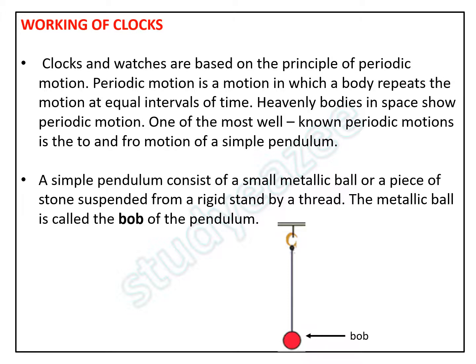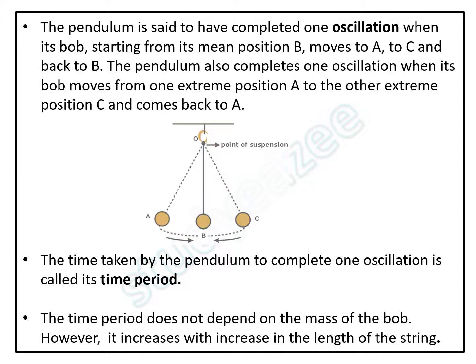A simple pendulum consists of a small metallic ball or a piece of stone suspended from a rigid stand by a thread. The metallic ball is called the bob of the pendulum. You can see from the figure. The pendulum is said to have completed one oscillation when its bob, starting from its mean position B, moves to A, then to C and back to B.